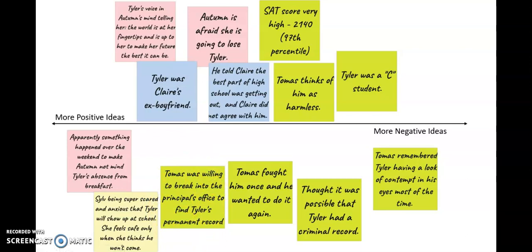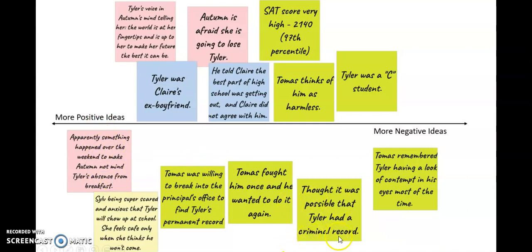So he was clearly pretty concerned about Tyler. He fought him once and he wanted to do it again. He thought it was possible that Tyler had a criminal record. That's pretty bad. I put it pretty low. It's a little like, who knows? This thing that happened at breakfast, it might, but like the weekend, maybe they got in a little fight. That's no big deal. Brothers and sisters argue sometimes.